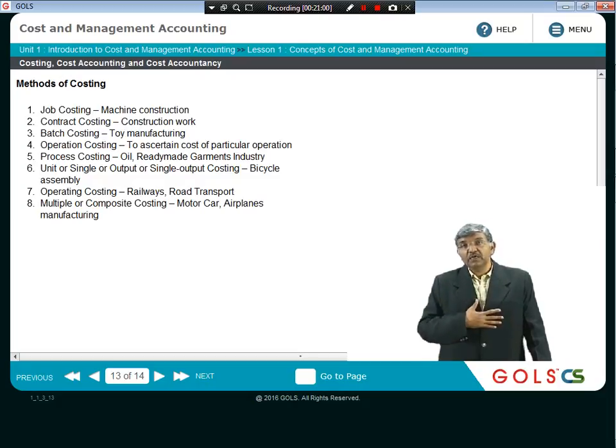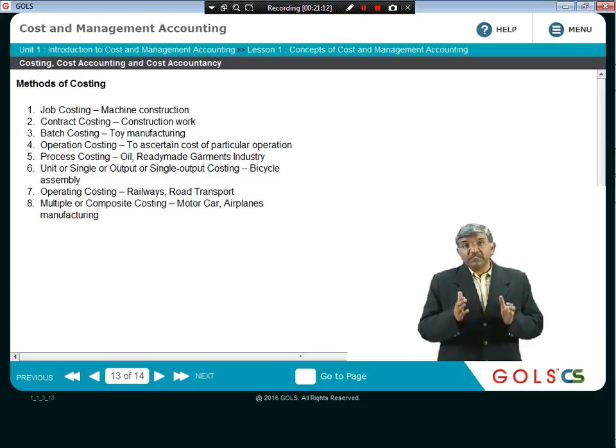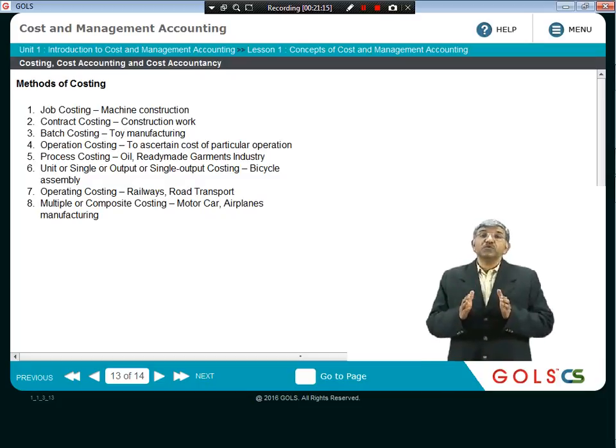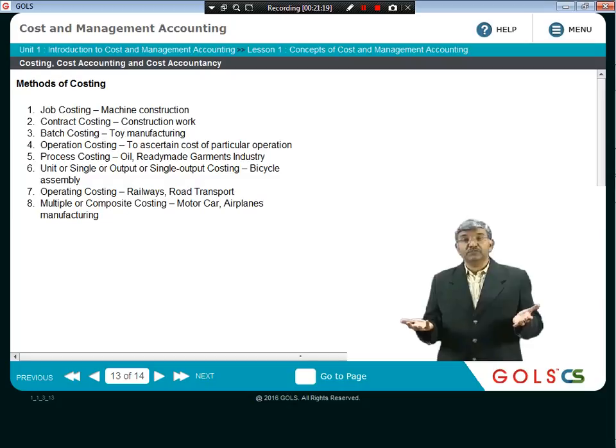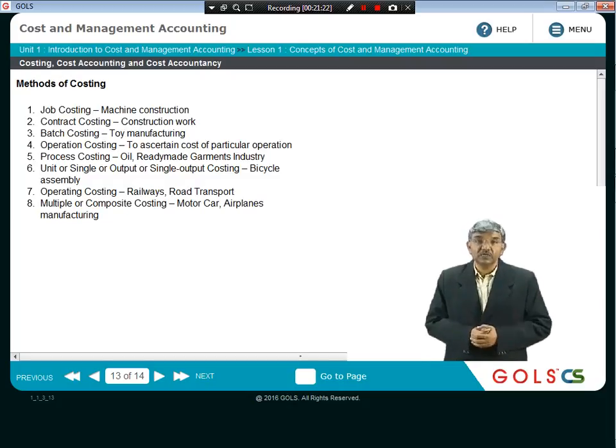For example, in case of a cement manufacturing company, the method which will be utilized for ascertainment of a cost cannot be utilized for a toy manufacturing company. For that, you have to utilize a different method. So it means different methods will be used because the business enterprises vary in their nature and in the type of the products or services that they produce or render.